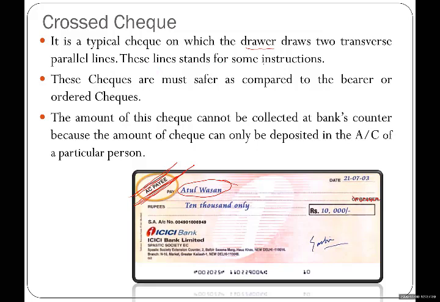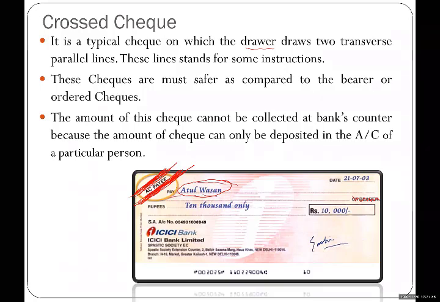Now these lines stand for some instructions. And what are those instructions? These two lines are instructions given to the bank. The drawer is instructing the bank: just don't pay this check on the counter. Never pay this check on the bank's counter. This check will only be credited through clearing, and only into Atul Vasan's account. In this example, the payee is Atul Vasan.